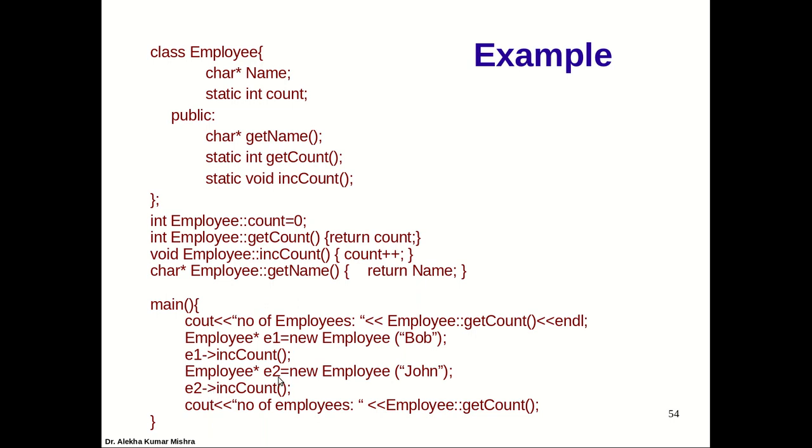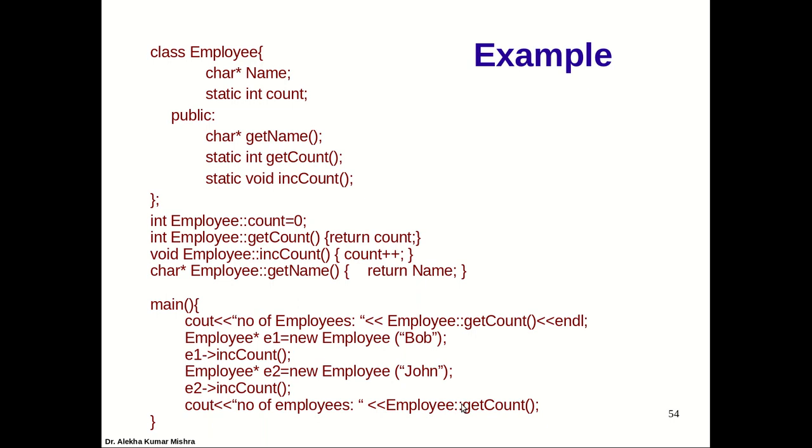Okay, so increment count, incrementing the count value once an employee is added. Next, another employee is created, so we increment the count again, so that when we print it using get count, the static member function get count will get the updated value of the count, that is 2.